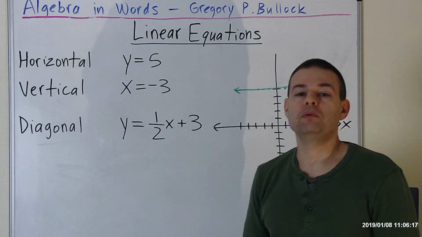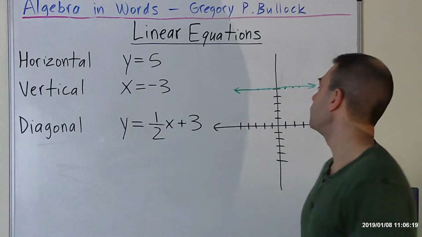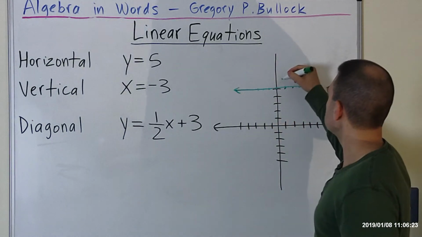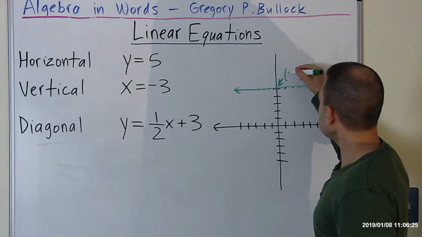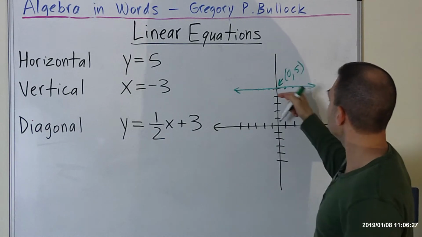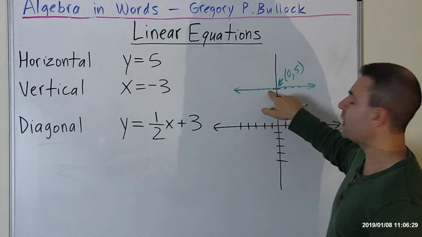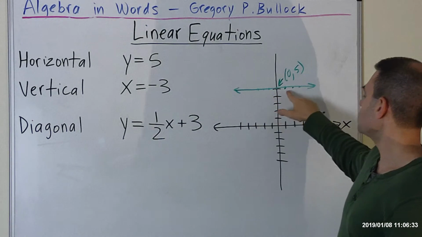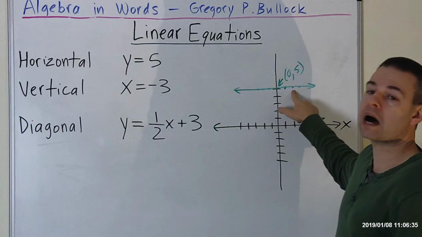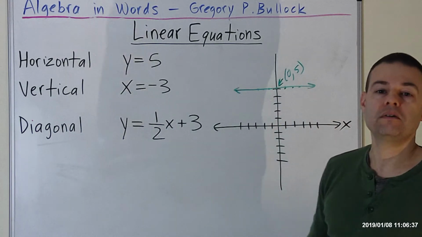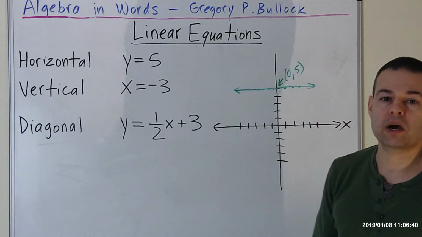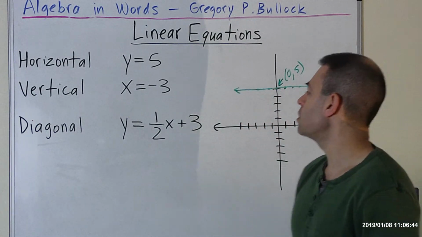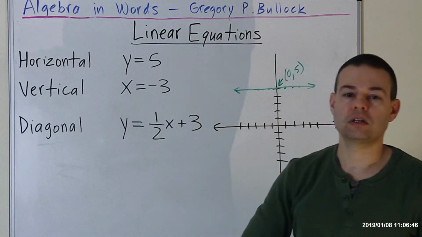And if you need to think about it more, you could actually think of what the points are. This point would be 0, 5. This point would be negative 1, 5, negative 2, 5, negative 3, 5. This would be 1, 5, 2, 5, 3, 5. They all have 5 as y, and that's why it makes a horizontal line. Alright, pretty easy. Let's go on to the next one, a vertical line.